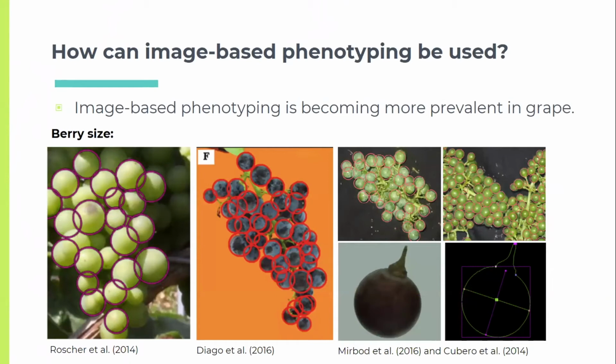But grape, as we know, is a complex crop to work with in terms of those phenotyping challenges. Berry size, if you've ever phenotyped that by hand, taking a caliper and measuring individual berries, is pretty time-consuming and tedious. So this has become a trait that is popular to phenotype by images. You can see a couple examples here. Quite a few studies have been done with this trait.